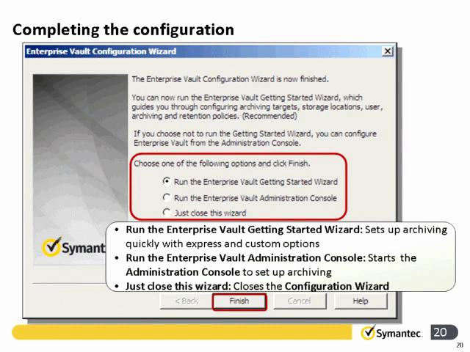Or the other option is that you are not at this particular point in time ready to complete the installation and configuration of Enterprise Vault, so you tell it just to close the wizard, at which point you can go back later and manually start the Enterprise Vault Getting Started wizard, or you can manually open the Enterprise Vault administration console.